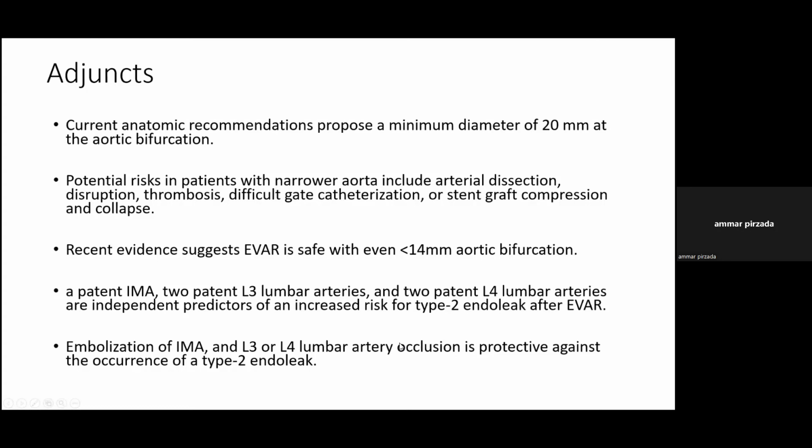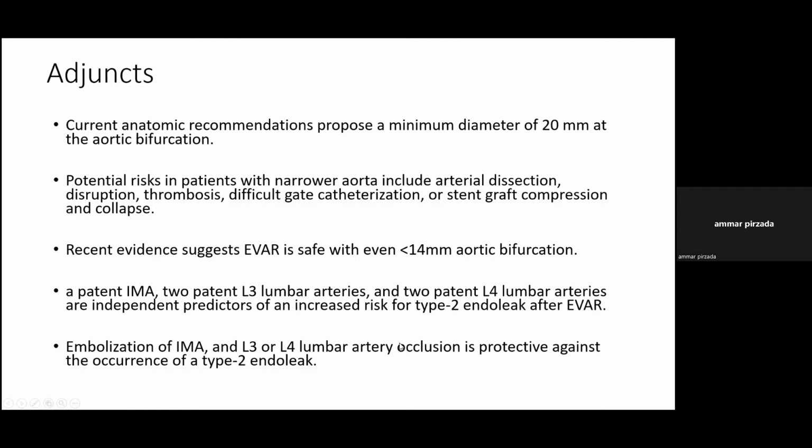Lastly, a few adjuncts. So current anatomic recommendations propose a minimum diameter of 20 millimeter at the aortic bifurcation. Potential risks in patients with narrower aorta include arterial dissection, disruption, thrombosis, difficult gate catheterization, particularly from the opposite side, or stent graft compression and collapse. However, recent evidence suggests that EVAR can be safely performed even with less than 14 millimeter aortic bifurcation, and significant data suggests that at least for less than 18 millimeter aortic bifurcation, it can be performed safely.